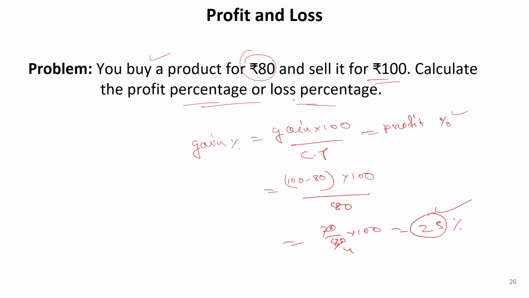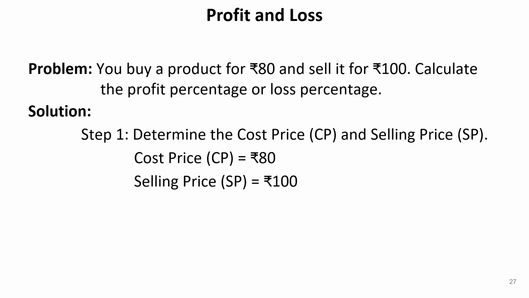Okay, so it will be nothing but 25%. Determining the cost price and selling price: the cost price is 80 here, because at that price the article is being bought by the shopkeeper, and the selling price is the price at which the shopkeeper sells it to a customer, that is 100 rupees.